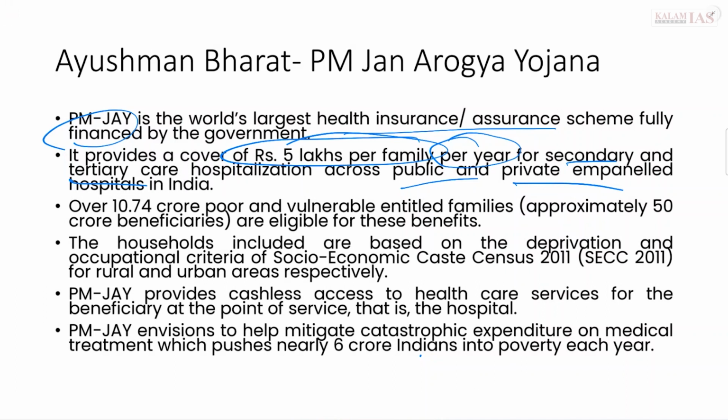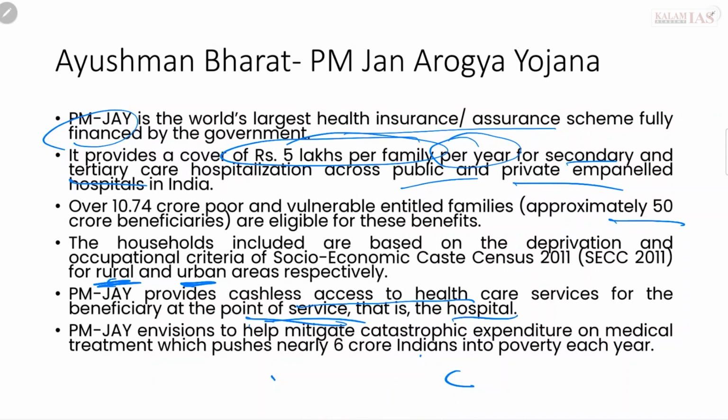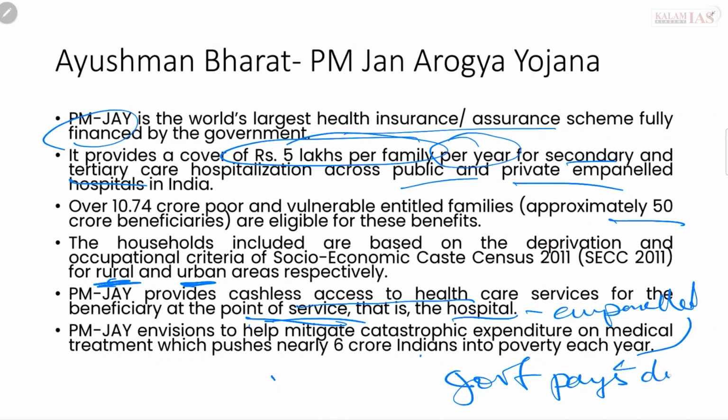Over 10 crore poor and vulnerable entitled families, approximately 50 crore beneficiaries basically, are eligible for these benefits. The bottom 40% under the Socio-Economic Caste Census are eligible as per the Ayushman Bharat scheme. They are measured on deprivation as well as occupational criteria in the SECC 2011 for both rural and urban areas. The PMJ provides for cashless access to healthcare services for the beneficiary at the point of service, that is the hospital. So, the hospital which has been empaneled shall be paid by the government directly.